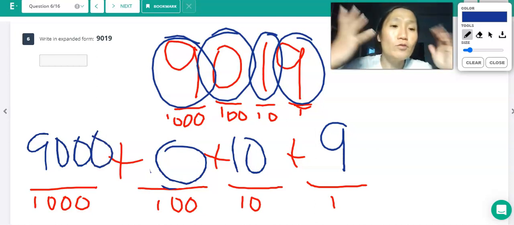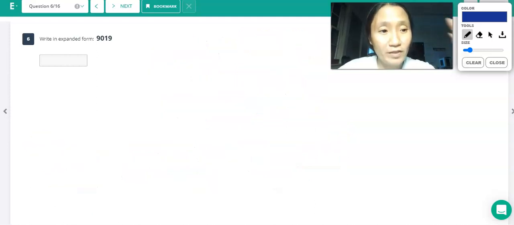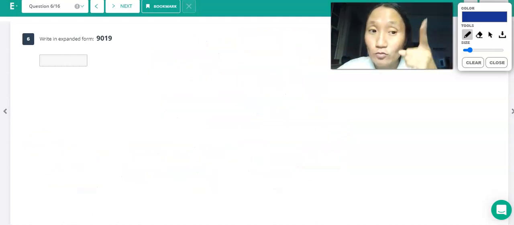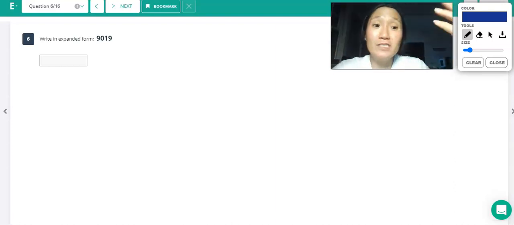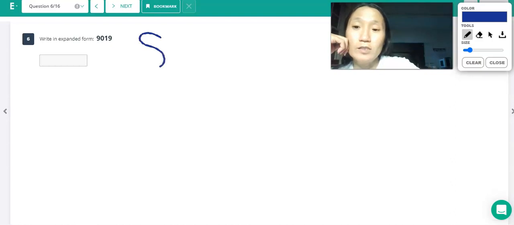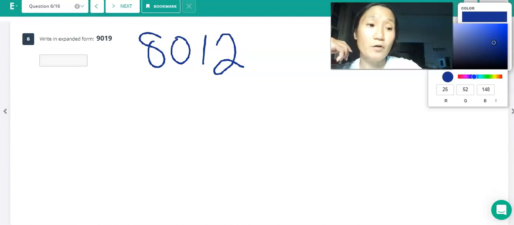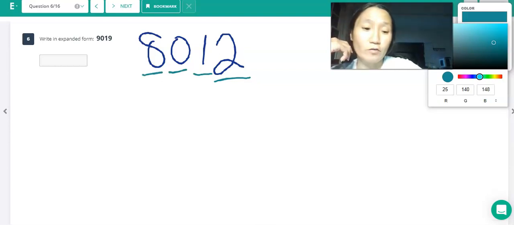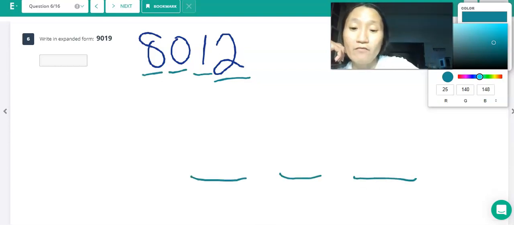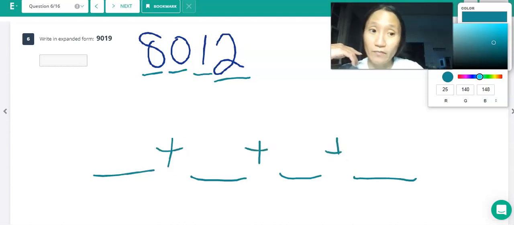Get out your whiteboard, your paper, your pencil, and do this with me, guys. I don't think you're doing it, so you're not understanding. Let's take another number, very similar in situation. If we're looking at this number, we have 1, 2, 3, 4 place values. We have to have 4 place values.